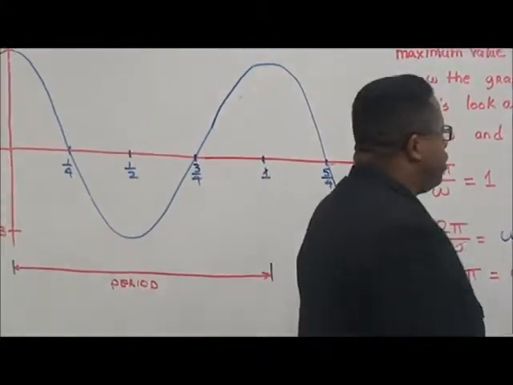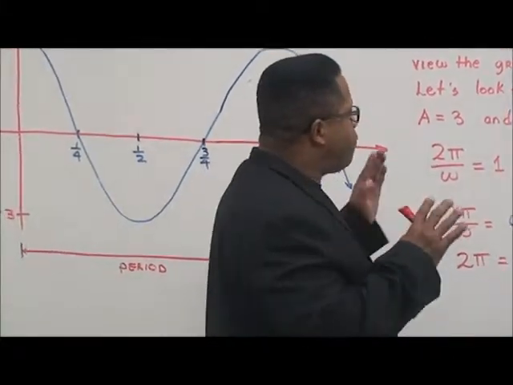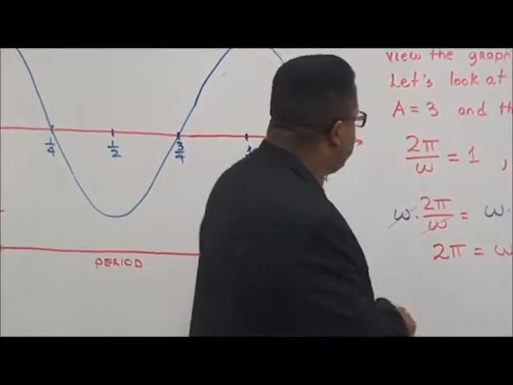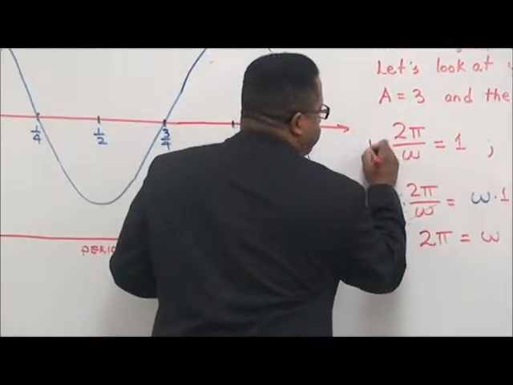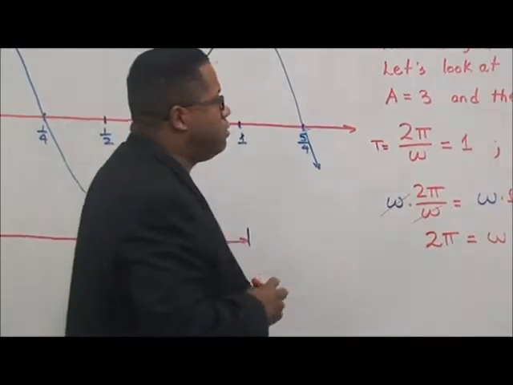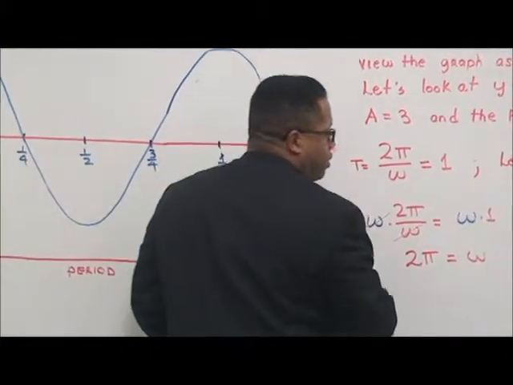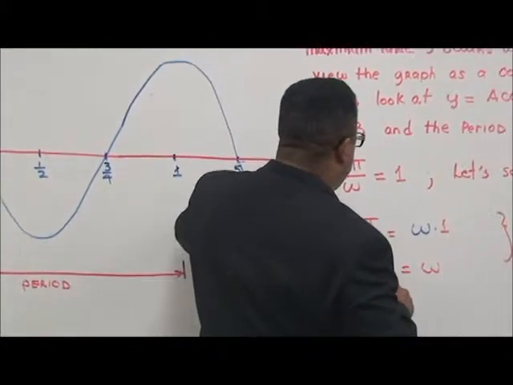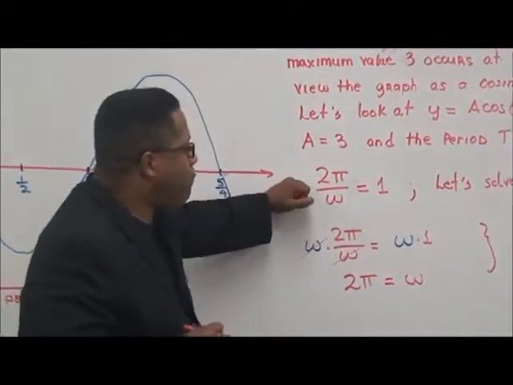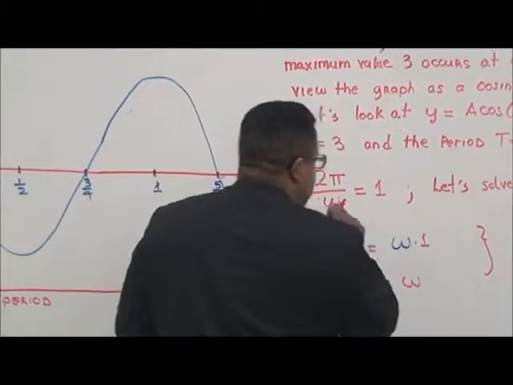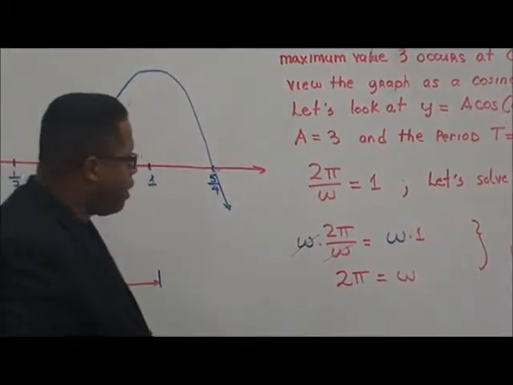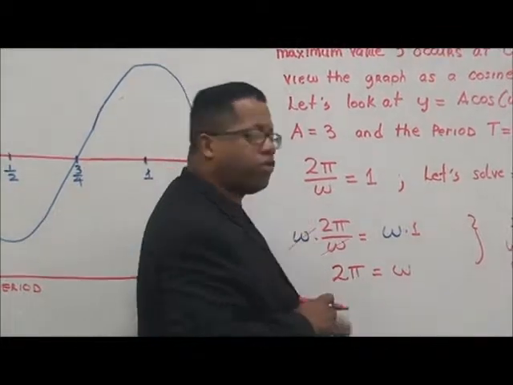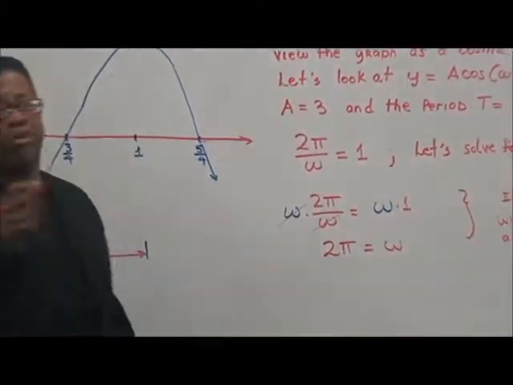Now, if T is equal to 1, we know that this is true right here. T is equal to 1 here, right? So here's what we have to do. We want to find omega, don't we? We want to find out what omega is. So we have to solve for omega.